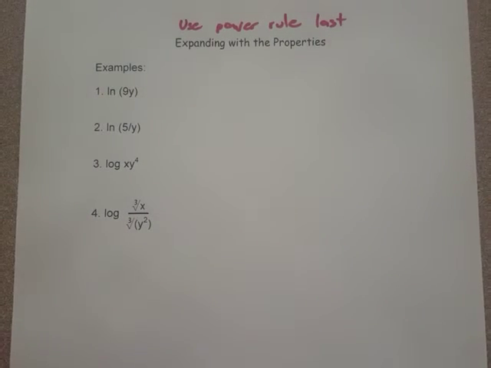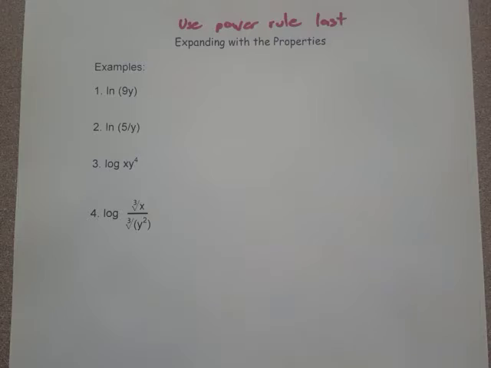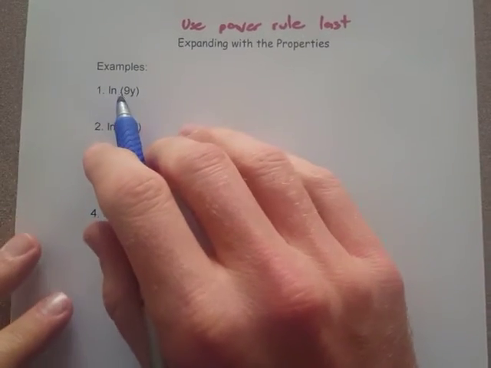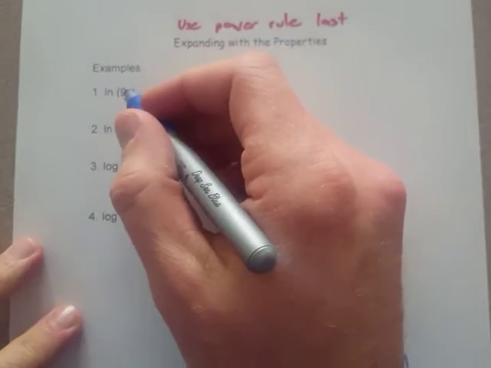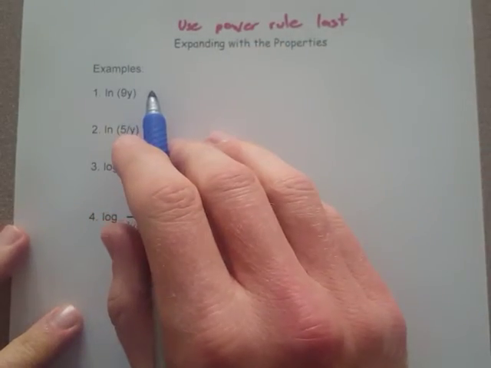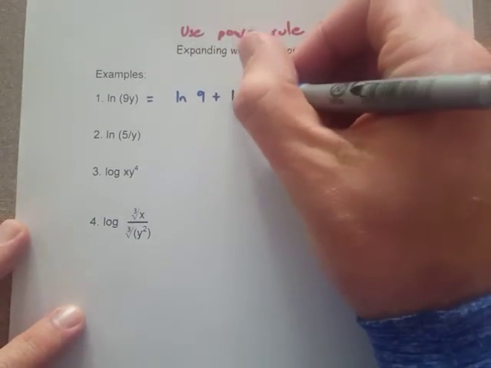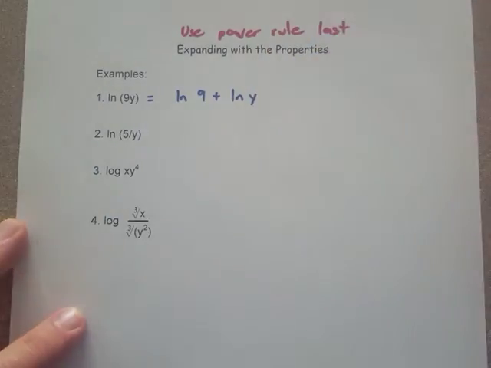Okay, so now that we have that power rule last, we're going to do each one of these examples. So the first one's starting off pretty simple. It is the product rule. We have 9 times y. So this can be split up as ln of 9 plus ln of y.